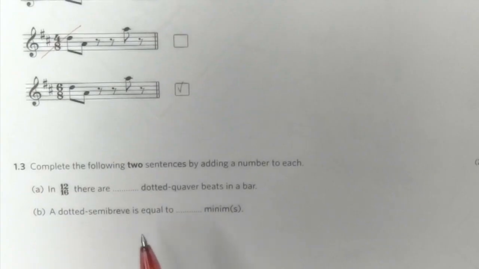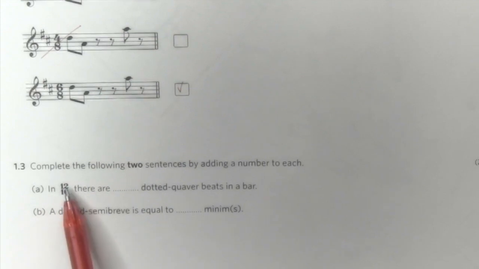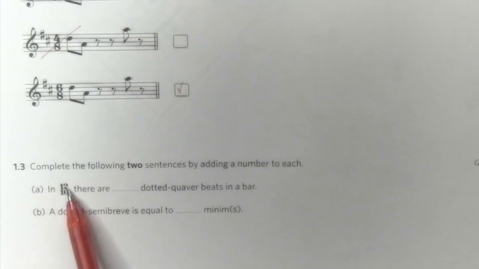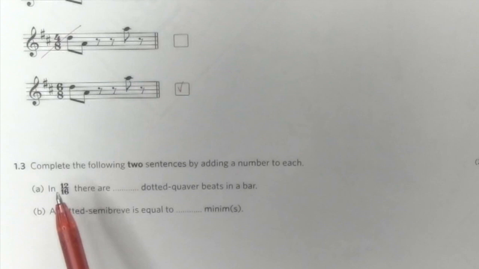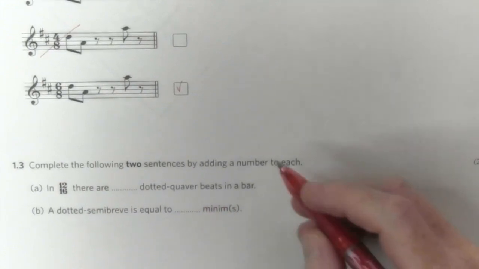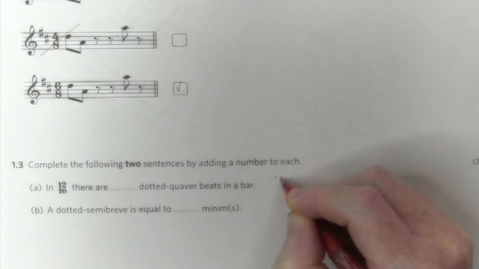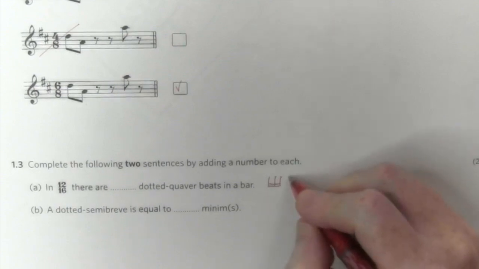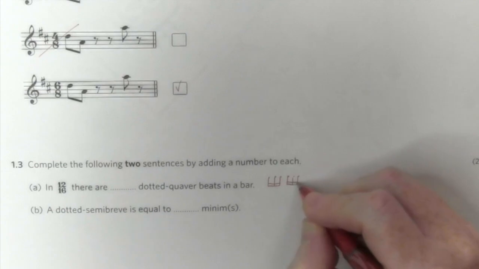We only need to complete the two sentences by adding a number. In 12/16, therefore, a piece in which every bar contains 12 semiquavers grouped in three, so four groups of three semiquavers, there are X number of dotted quaver beats in a bar. Okay, so I've already answered that. In 12/16, we have four groups of three semiquavers.